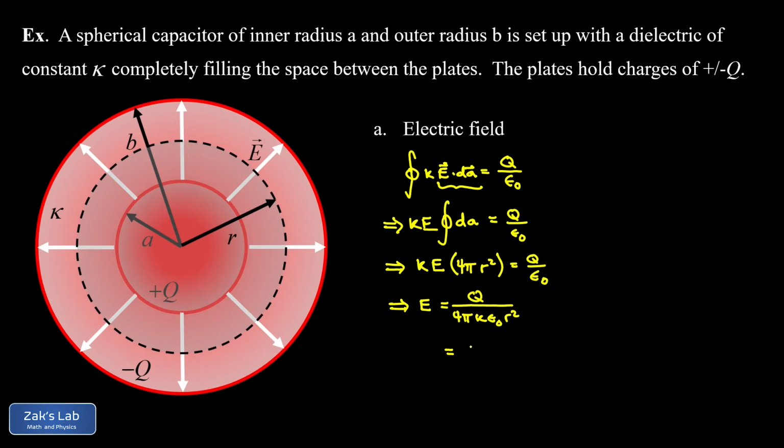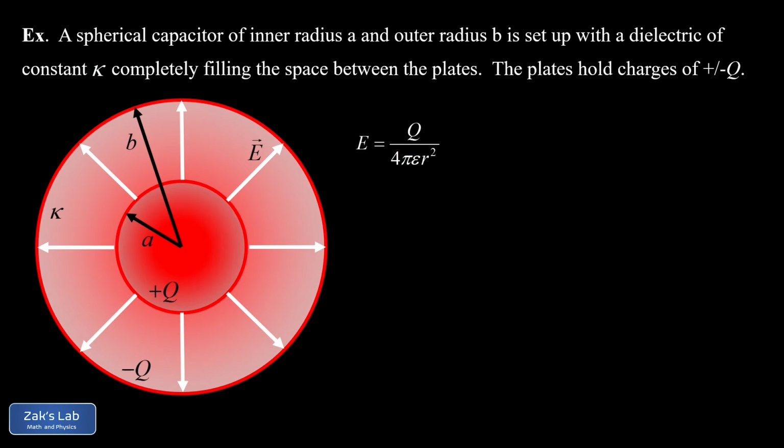And remember, we had a name for kappa times epsilon 0. We just used the symbol epsilon for that, and that's called the permittivity of the dielectric material. And basically the whole reason that we defined that is to make a lot of our formulas analogous to what we saw in a vacuum. So it works here as well. I end up with an electric field of just Q over 4 pi epsilon r squared, where epsilon is the permittivity of the material. And that looks just like the electric field between the plates of a spherical capacitor in vacuum, except in vacuum, it was an epsilon 0 there instead of an epsilon. So there's our first result. E is equal to Q over 4 pi epsilon r squared.